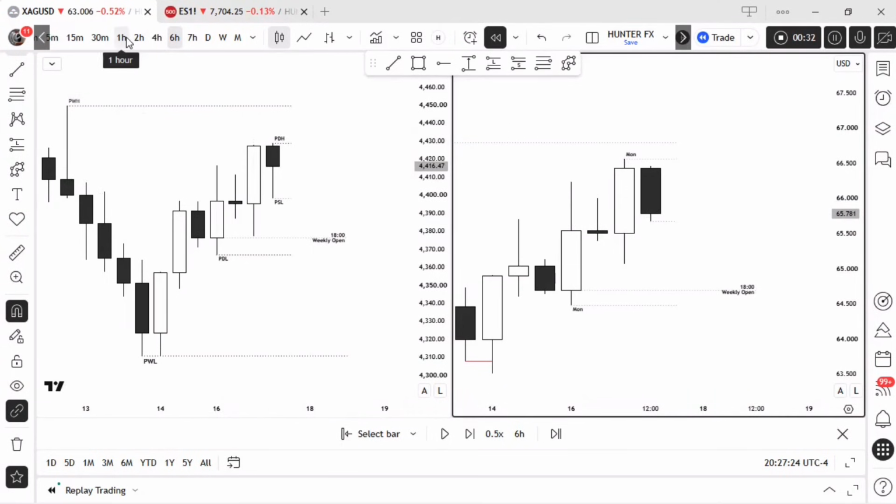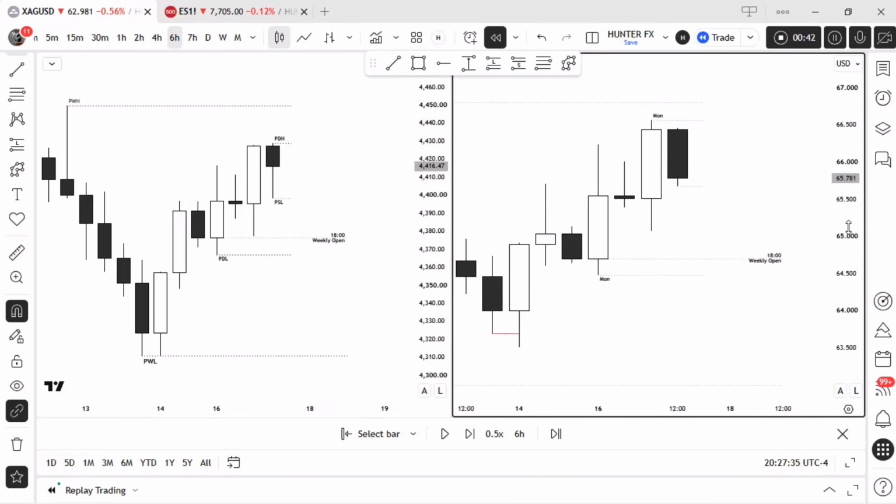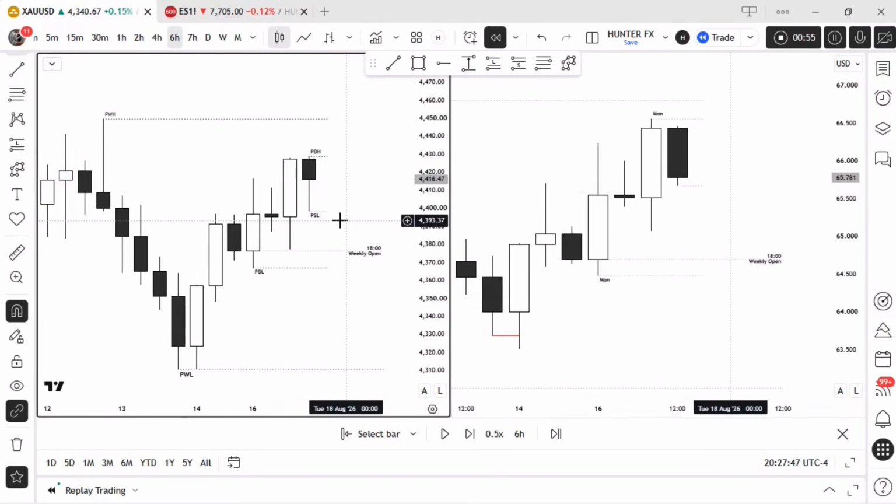This is the 6 hour time frame, which divides the day into 4 quarters. We see the first quarter at 1800, the second quarter, the third quarter, and the last quarter. Now we take the last quarter as the previous session. It's the last session of the day. So, without wasting time, let's dive into the 1 hour.